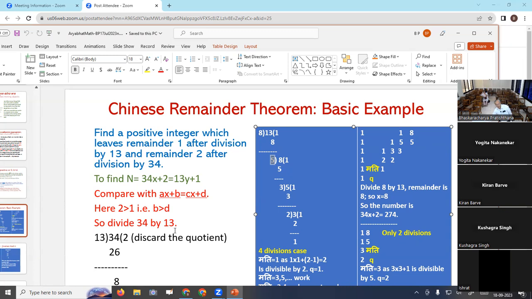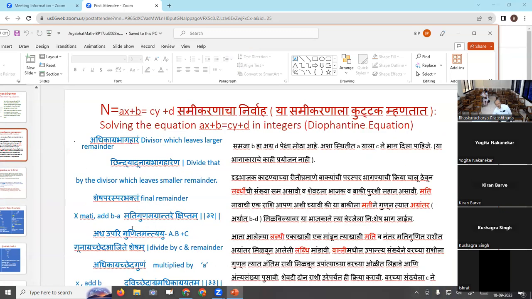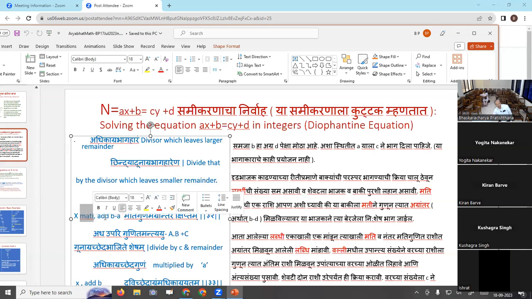So this is what is explained in this, that Shesha Paraspara Bhaktam. Then after that, this calculation is to be done. That final remainder you should look at, multiply by Mati and add b minus a to it. And Kshiptam means you add that.